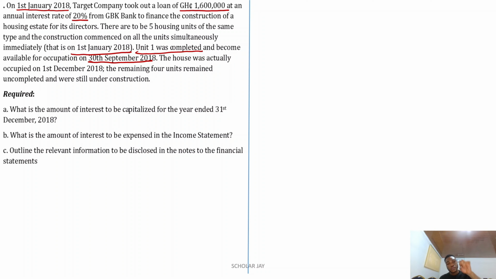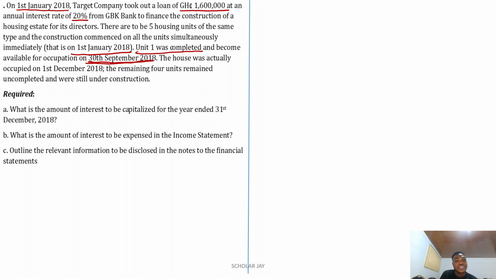Expenditure must occur, borrowing cost must occur. Activities necessary to get an asset ready for its intended use must also be in play. I hope you are getting it. And I also mentioned that when it comes to ceasing borrowing costs, when you want to end borrowing costs, when do you end it? You end it when the asset is ready for use.